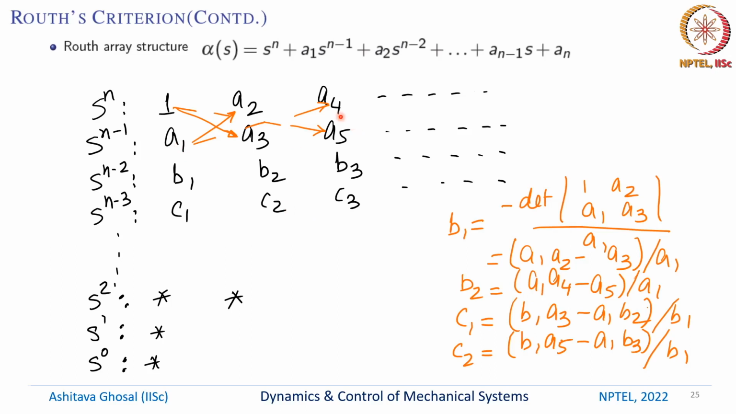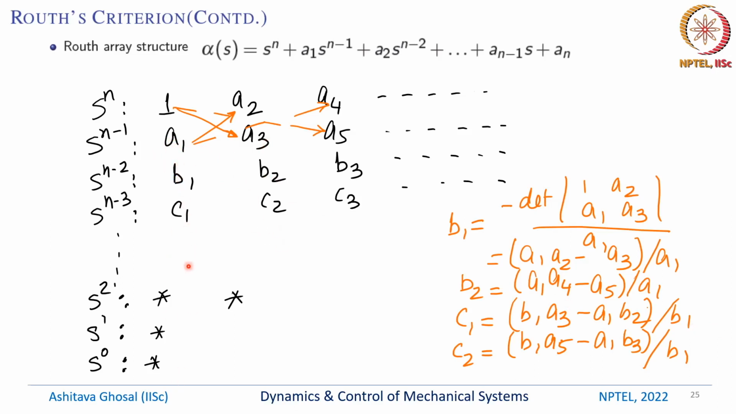b2 is a1 a4 minus a5 divided by a1. So we can fill up this third row. How about the fourth row? c1 is given by b1 into a3. So we go from here to here and then a1 to b2. So b1 a3 minus a1 b2 divided by b1 and so on.